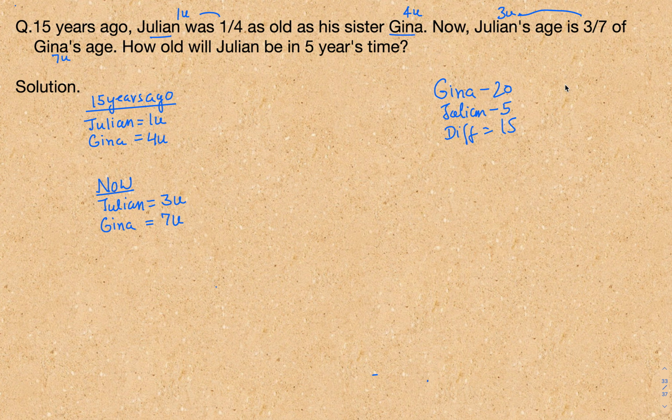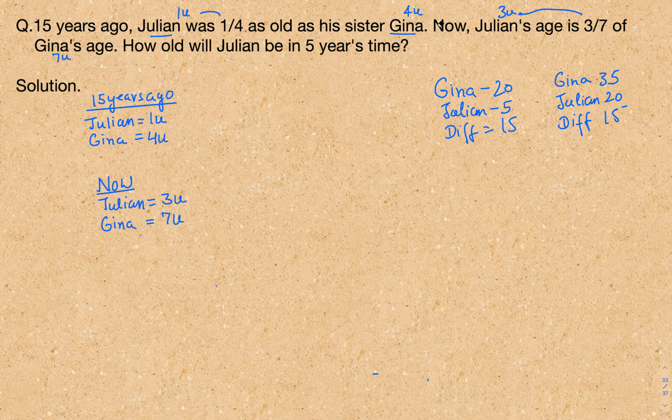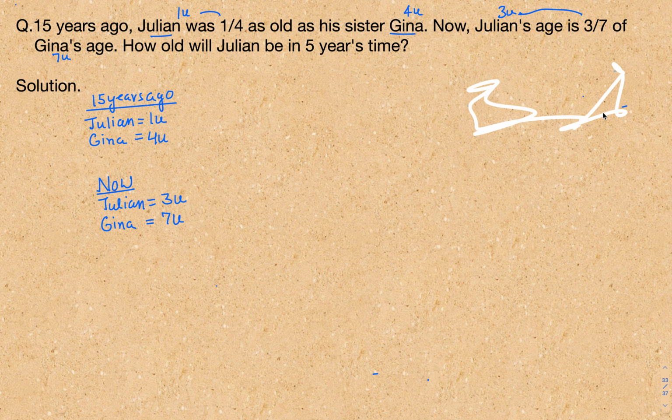Now let's say this was their ages 15 years ago. Later, after 15 years, how old will Gina be? We just add 15 to Gina, so it will become 35. And how about Julian? Julian after 15 years will be 15 plus 5, 20. So you still see the difference is still 35 minus 20, 15. That's what I meant when I said that the difference between the ages of two people doesn't change over the period of time. It always remains the same. I've shown this example so that you are convinced.